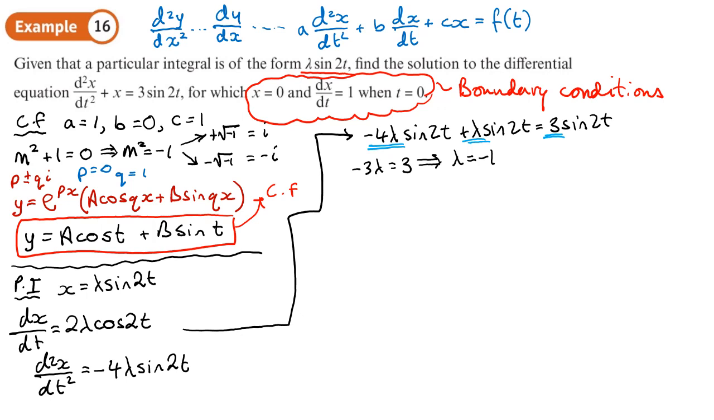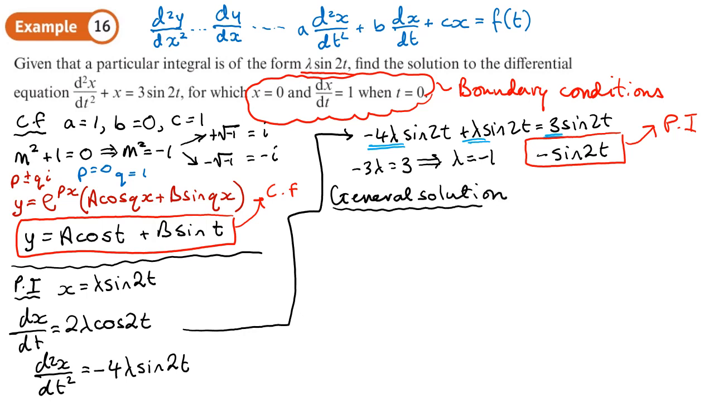So now I have my particular integral as negative sine 2t. This bit here is my particular integral. So now I can write that the general solution is going to be my complementary function, y equals a cos t plus b sine t, plus my particular integral there.